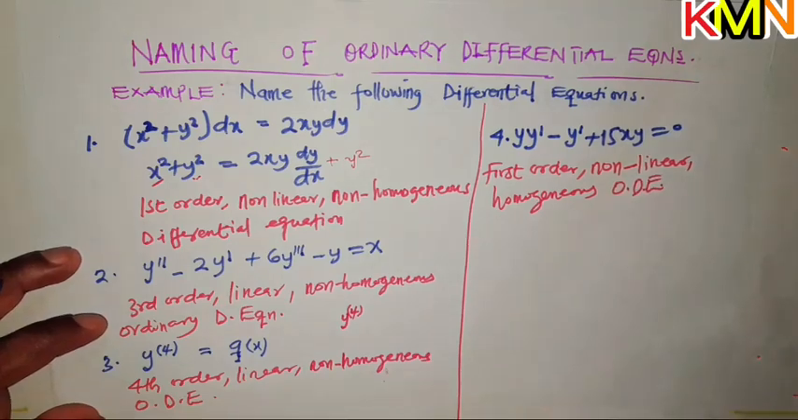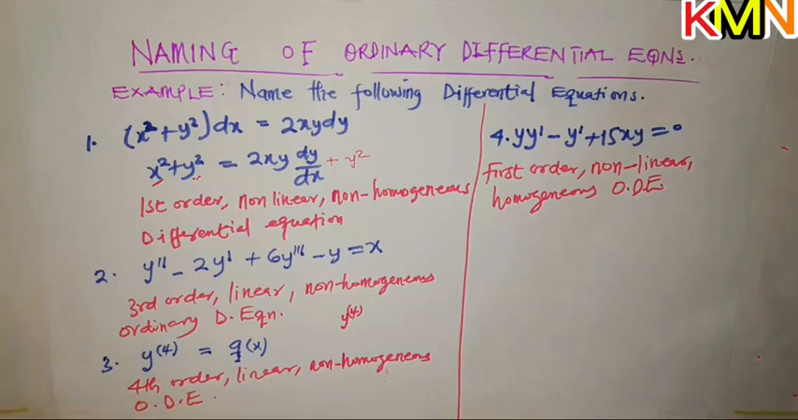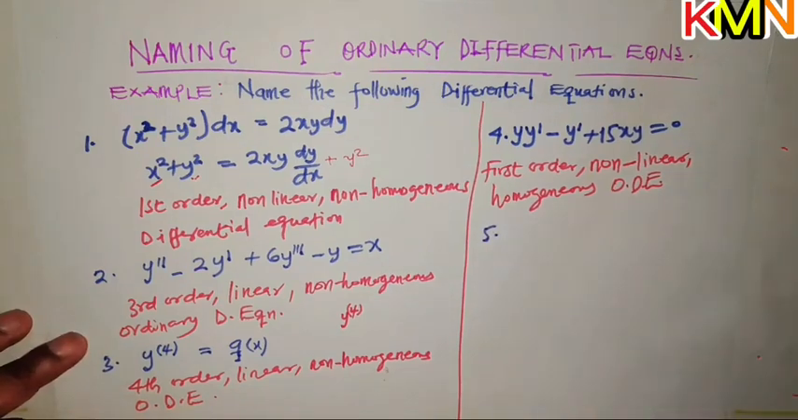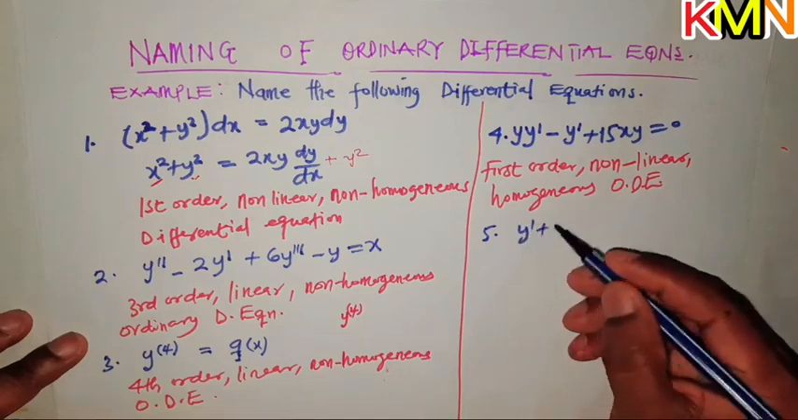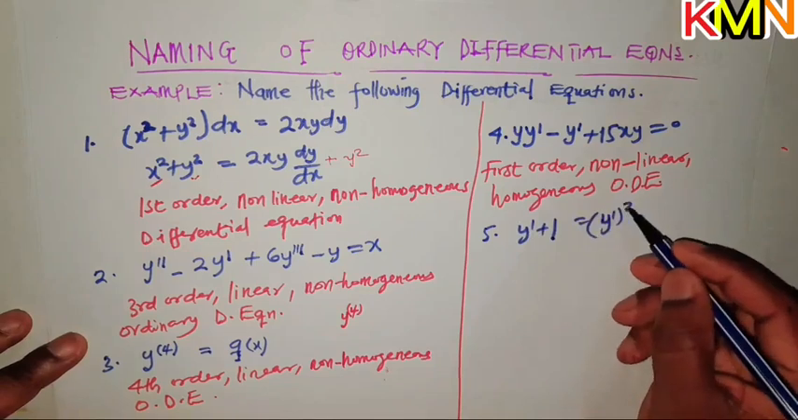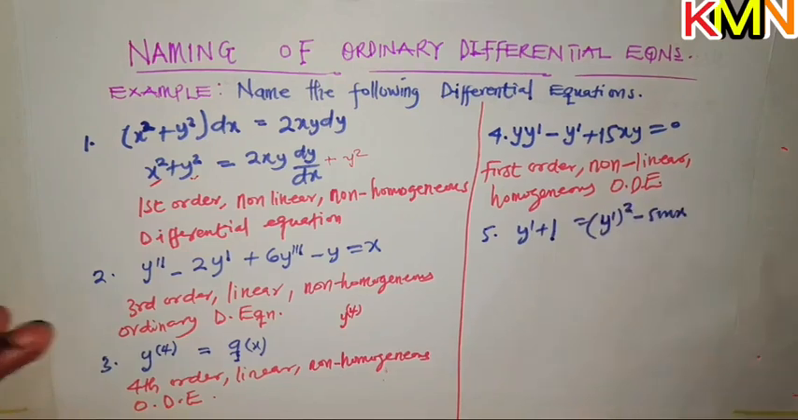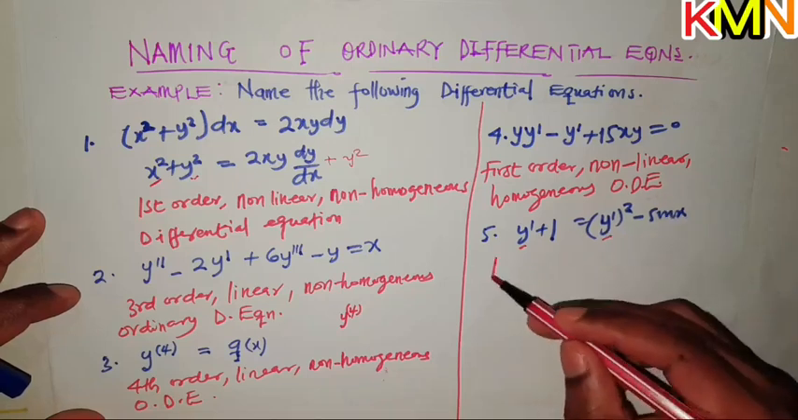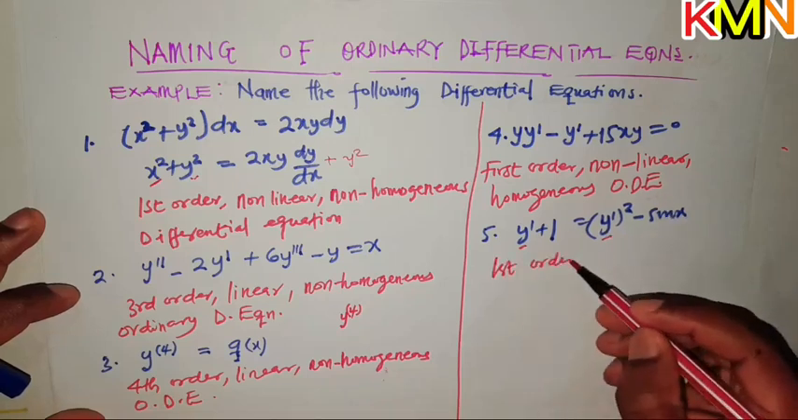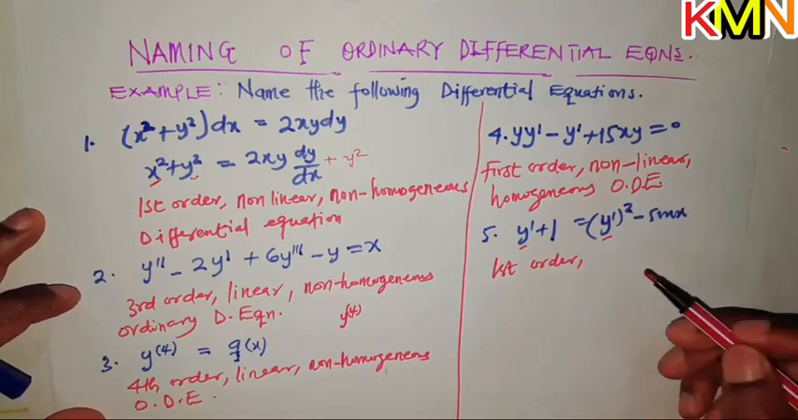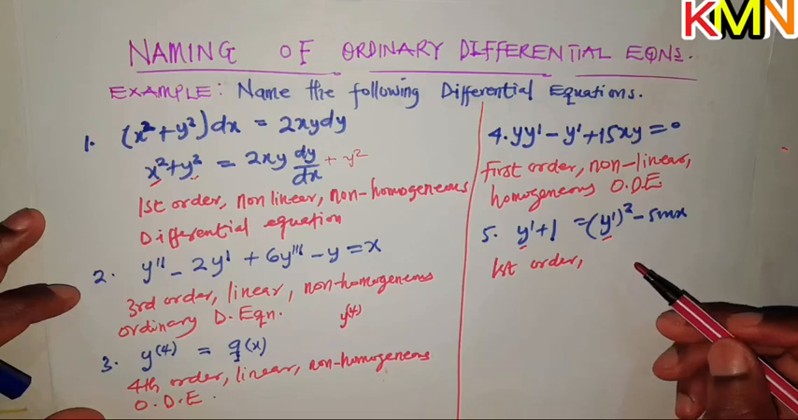And then the next example, our next example is y prime plus 1 equals y prime squared minus sine x. Let's check the order. The order is the highest derivative is what? 1. So the order is first order. Now let's look at the linearity. Is this linear or non-linear?